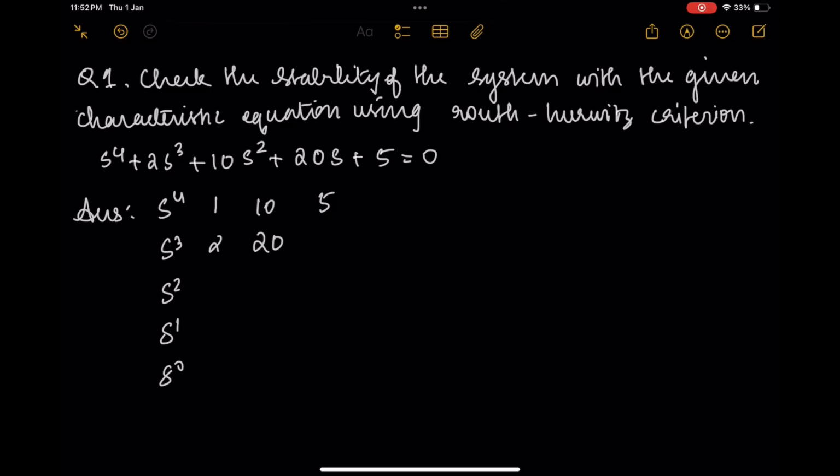So I'm going to write it: 2 into 10, 20, minus 20, divided by 2. What's the answer? It's obviously 10. Sorry, it's not 10, I'm actually sorry, it is 0. 20 minus 20 is 0. My mistake. Next I'm going to do the next term, that is 2 into 5, that is 10, minus, there is no term, still 10 divided by 2. That is obviously 5.